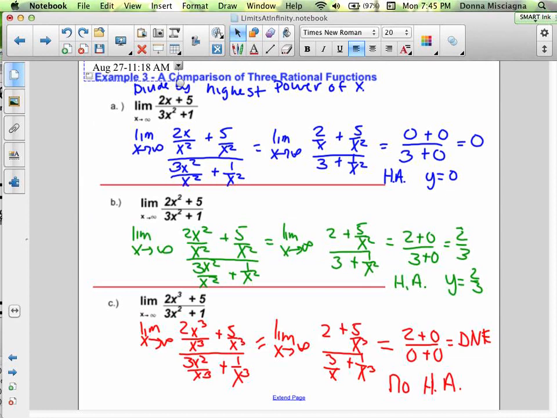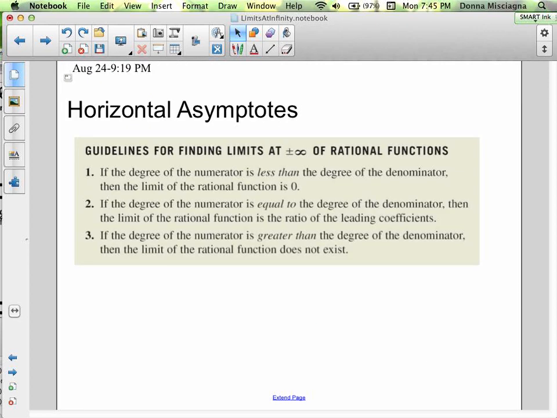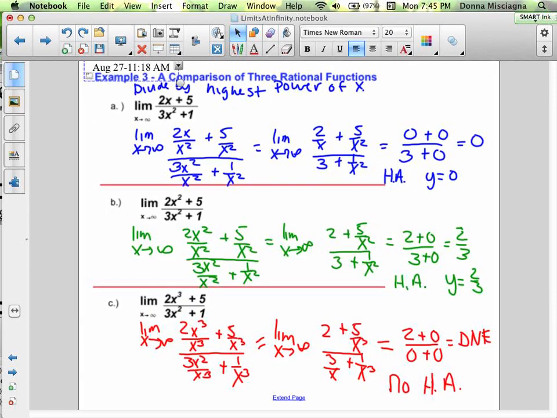And then the third thing that can happen: if the degree of the numerator is greater than the degree of the denominator, then the limit of the rational function does not exist. And we saw that in the third example, where our numerator had a degree of 3 and our denominator had a degree of 2. The limit as x approaches infinity does not exist, and there was no horizontal asymptote.